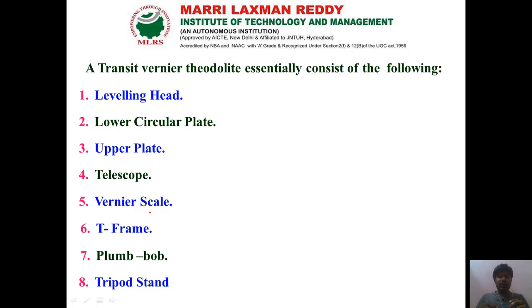And in the horizontal circle, or the upper plate, we have vernier A and B. This is used to measure the horizontal angle. That is 0 to 360 degrees we have, and both scales have a least count of 20 seconds.